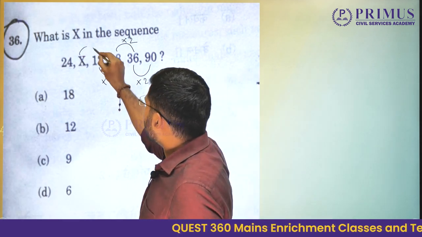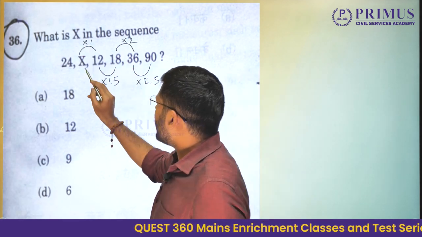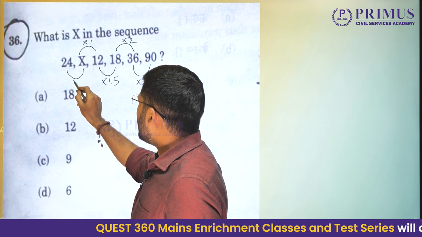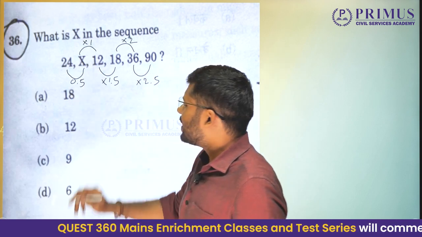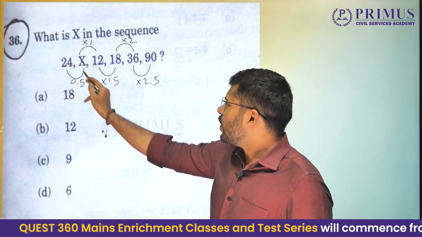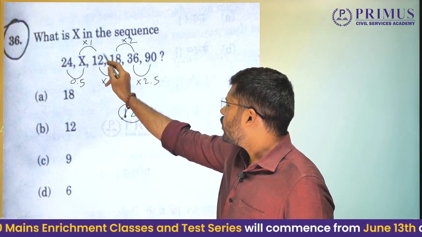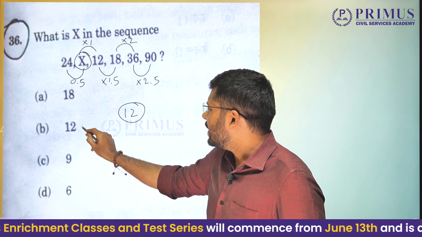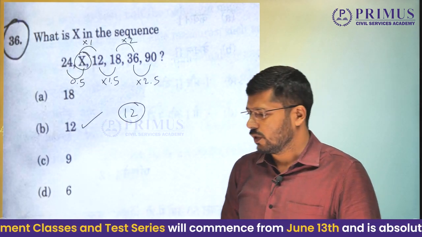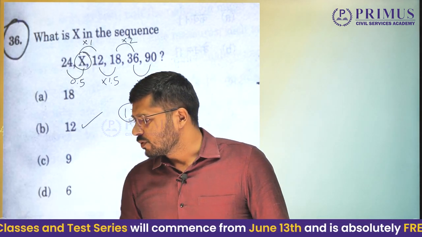By that logic, if you multiply X with 1, you should get 12. And if you multiply 24 with 0.5, you should get X. So 24 into 0.5 will give you 12, and 12 into 1 will also give you 12. So what is the value of X? It is 12. Okay, we'll go to the next question now.